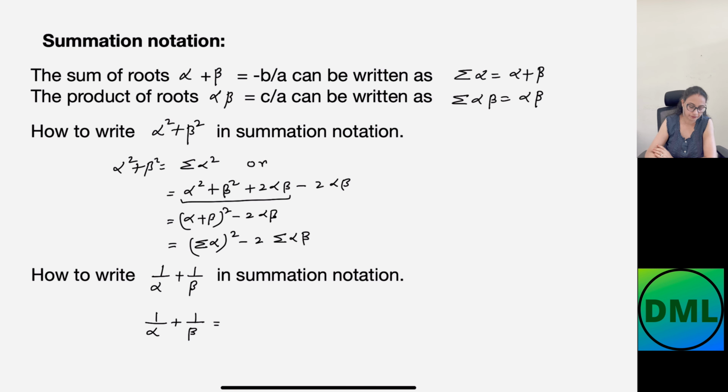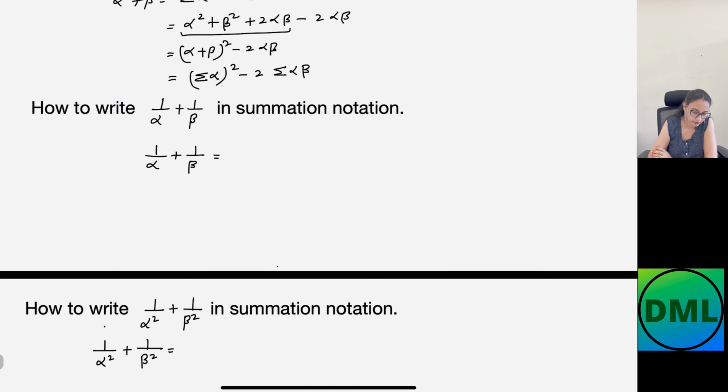Let's see another form here. How to write 1 over alpha plus 1 over beta in the summation notation. 1 over alpha plus 1 over beta will be written in the summation form as sigma of 1 over alpha. Or you can write it here as, if you take the LCM, alpha beta, this will be beta plus alpha. In the summation notation form, this will be written as sigma of alpha over sigma of alpha beta. This is the summation notation for this one.